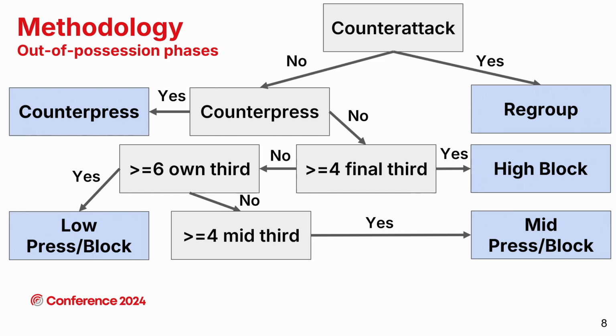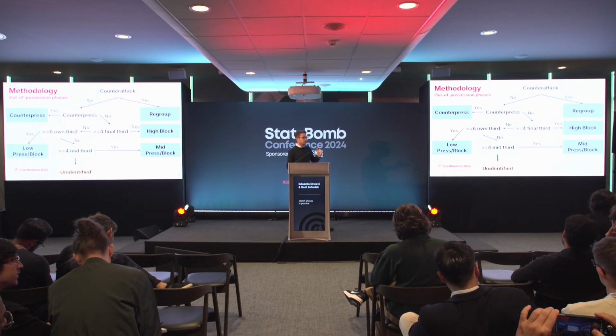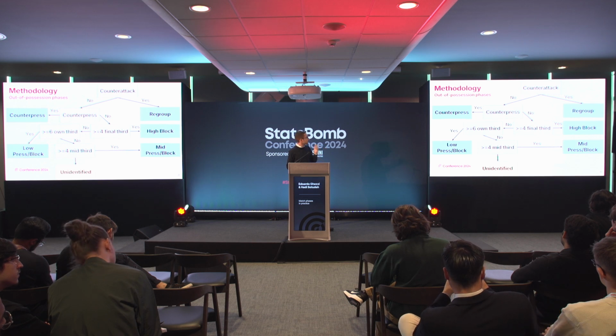Else, if we have at least 4 players in the middle of the pitch, then the out-of-possession phase is in either mid-press or mid-block, again, depending on a pressing action being recorded. Else, if none of the above rules apply, then we label the phase as unidentified.